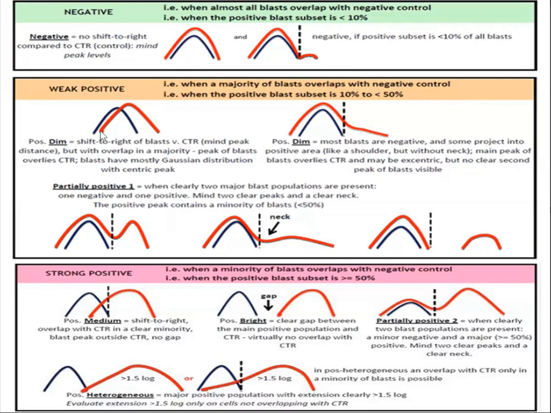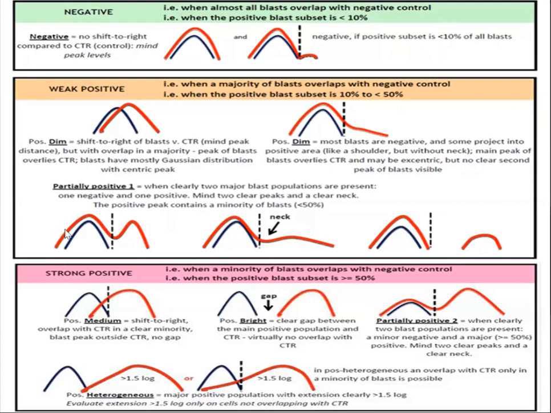When the positive population histogram is slightly moved to the right compared to the negative histogram, you need to see the peaks of the histogram. Here is the negative peak and here is the positive peak. If it is slightly moved, then you call it weak positive or dim. And again here the peak lies with the negative control, but you see a population greater than 10% in the positive, dim area. Here it's less than 10%, here it is greater than 10% but less than 50%. So you call it dim.